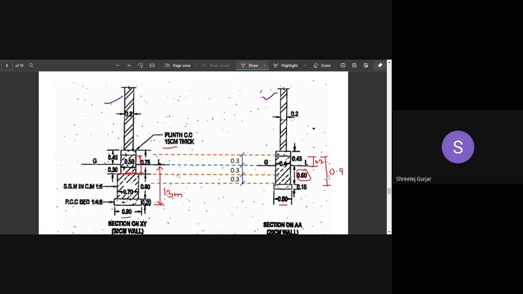Same thing I have written here. So width is 0.4, height is 0.9. Okay, so this we are concerned with, the PCC bed, and we are concerned with the excavation. So excavation will be from ground level to my foundation level. So it will be 0.6 plus 0.15, so it will be 0.75. So depth of excavation is 0.75, width is 0.6.